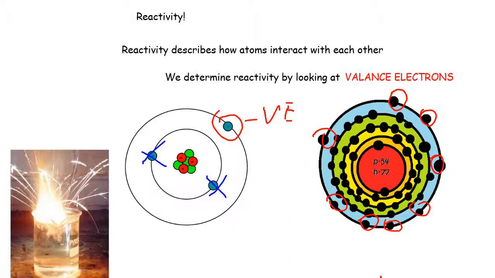Again, these electrons in the middle are not valence electrons. Those are just regular electrons. They're neat, they're useful, but they're not anything we need to worry about. We're only worried about the ones in the outside shell.